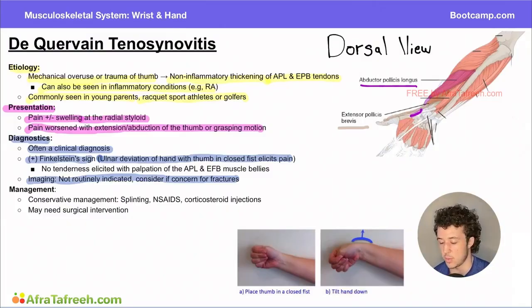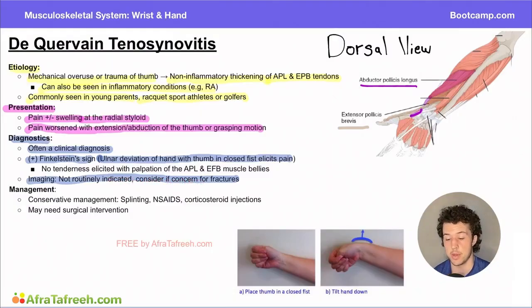And this makes sense, right? We have our extensor pollicis brevis and abductor pollicis longus running through here. And so when we deviate it in the ulnar direction, what we're doing is we're stretching these tendons out. And so if those tendons are already irritated, then that's going to further worsen the pain of the patient.